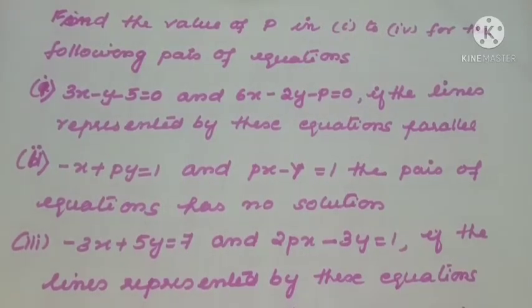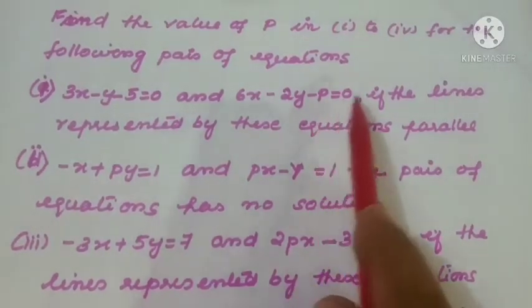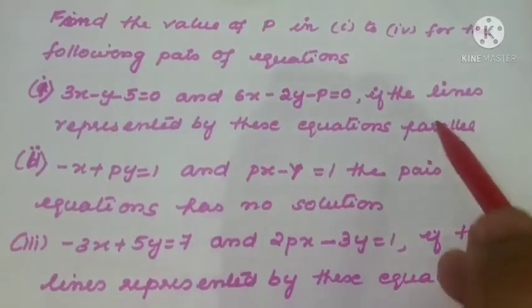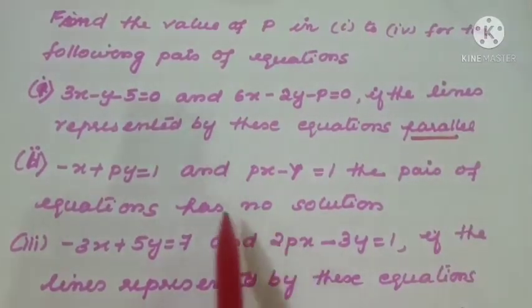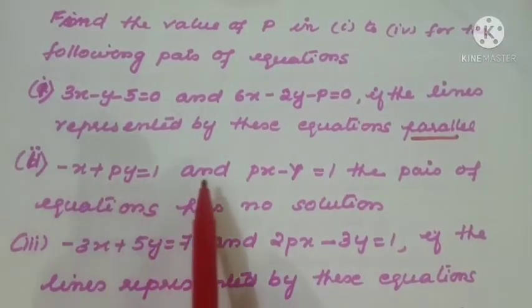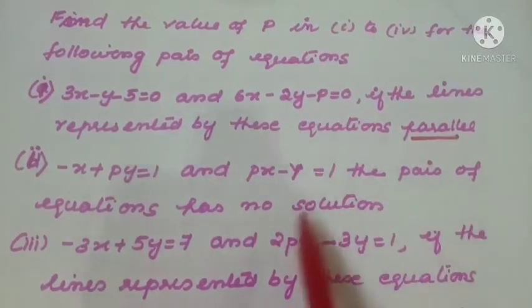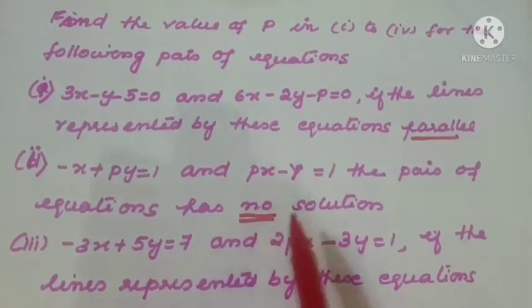The first question: 3x minus y minus 5 equal to 0, 6x minus 2y minus p equal to 0. We should find the value of p if the lines represented by this are parallel. What is the second question? Minus x plus py equal to 1, px minus y equal to 1. The pair of equations has no solution.